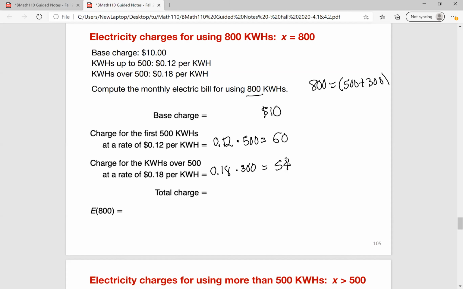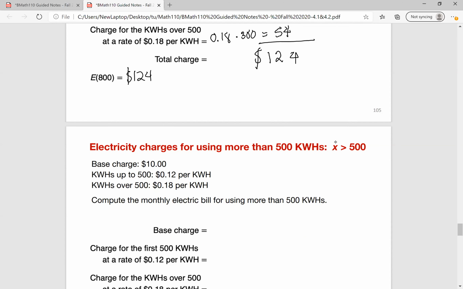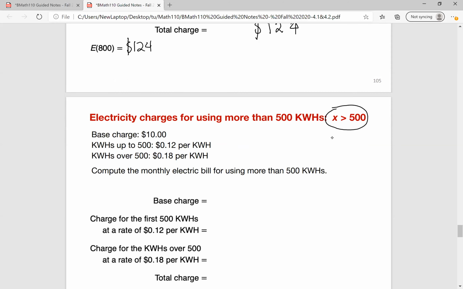Okay, so the total charge, you will add all of them up, and then now you're gonna have 4 and then 12, $124. So this will be $124. Okay, so now we want to find the charge if x is greater than 500.